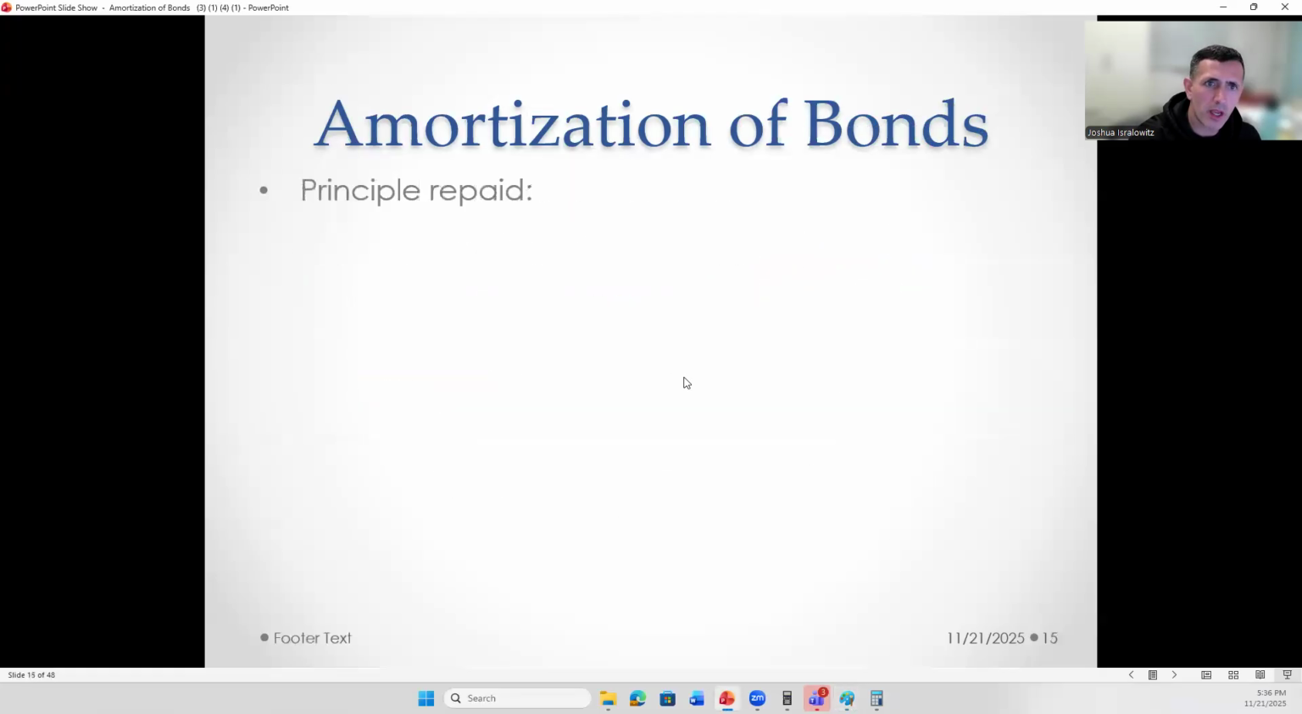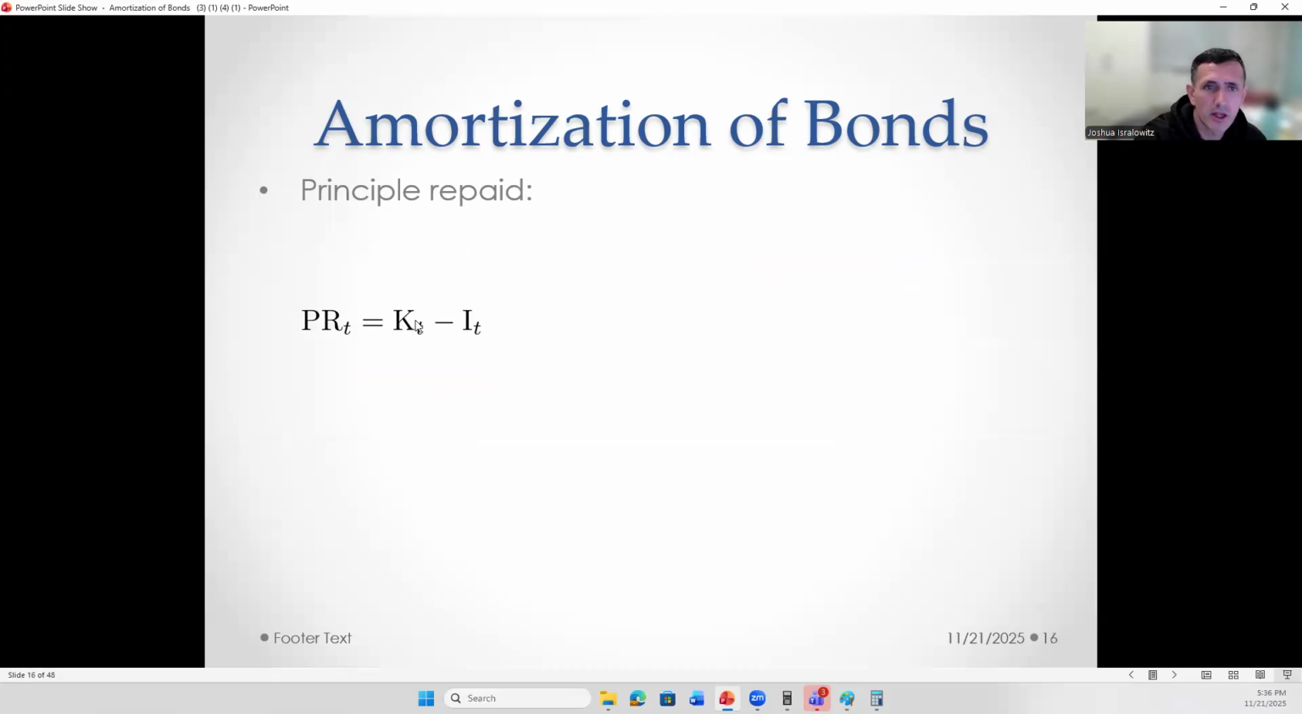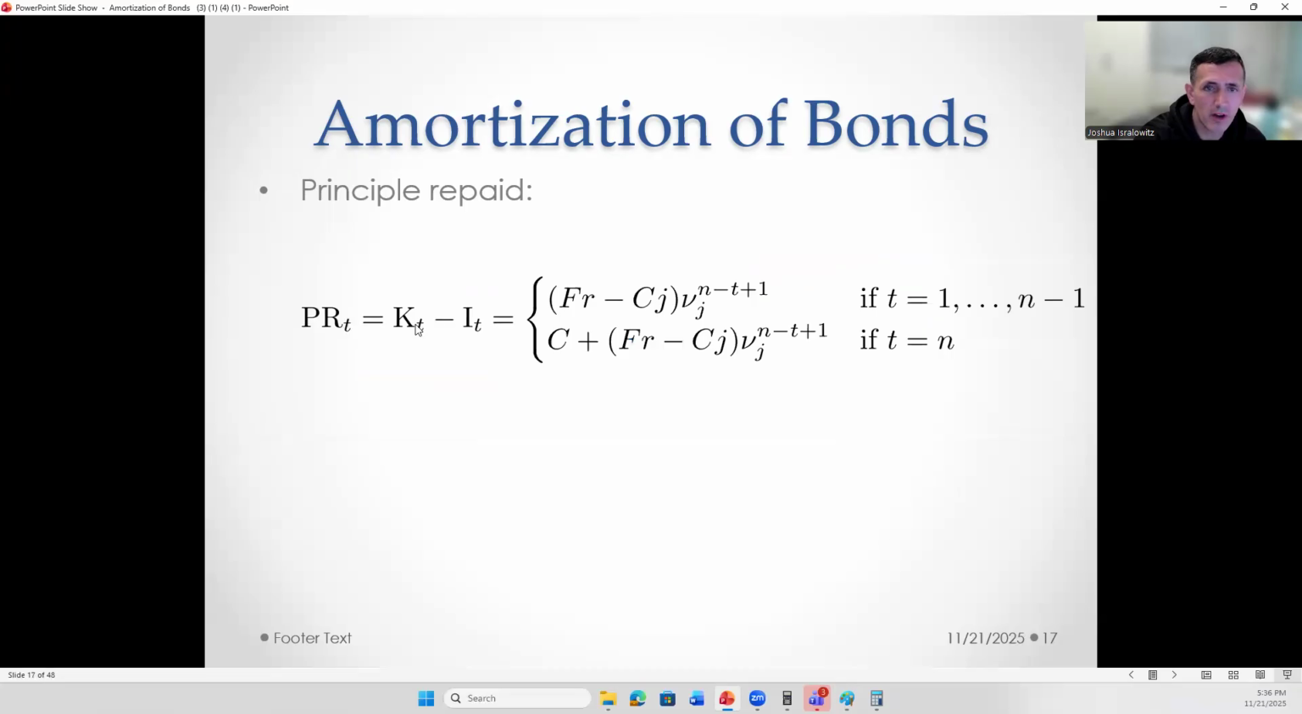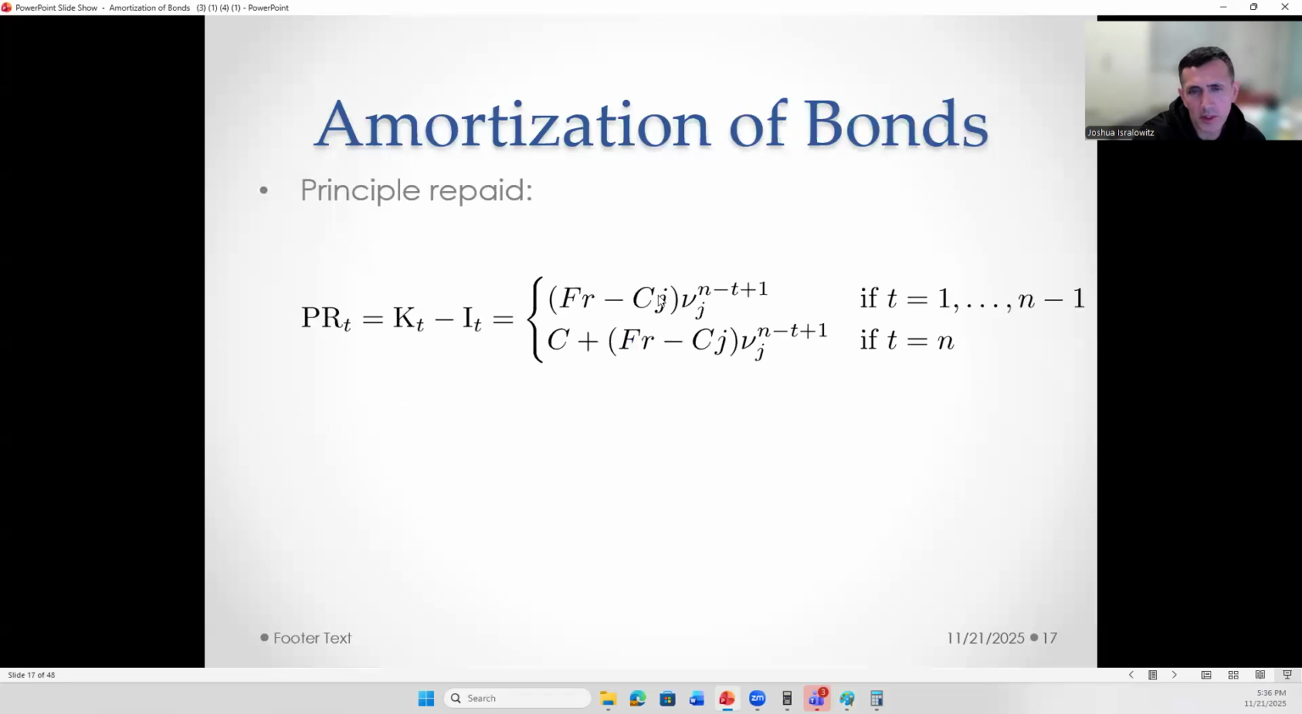Okay, and last but not least, I'm not going to do it, but you can just do a little bit of algebra and take K_t, which is FR, subtract this right here, and you're going to get the following.